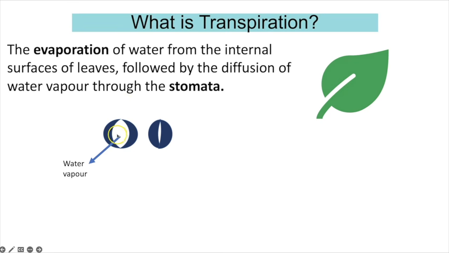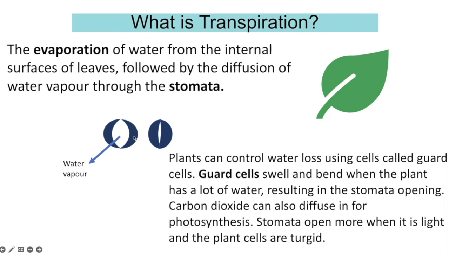And the stomata, as we said, are these holes in the leaves which are created by guard cells. And plants can control water loss using these guard cells. The guard cells will swell and bend when the plant has a lot of water in them. And when they swell and bend, that ends up creating this opening, which is known as the stomata. Now that enables carbon dioxide to diffuse into the leaf, but at the same time, water vapour is able to evaporate out. So the stomata open when it is light and the plant cells are turgid. You can actually measure the rate of transpiration with a piece of apparatus called a potometer as well.